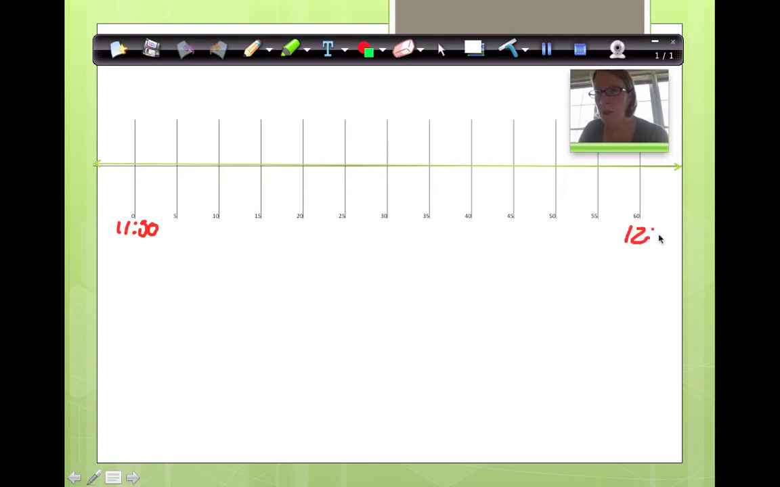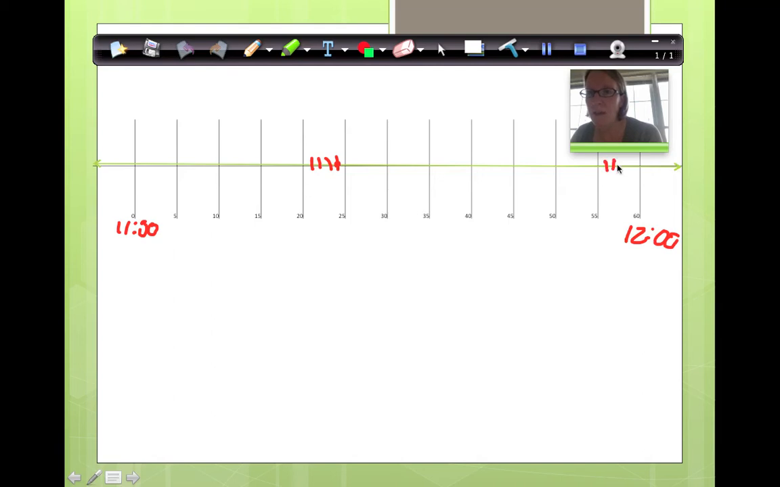Okay, so Leslie starts reading at 11:24. Now this is 11:05, 11:10, 11:15, 11:20, 11:21, 22, 23, 24. Okay, so this is when we're starting. This is when Leslie starts reading. And she finishes reading at 11:57. Okay, I'm just going to skip to the 50s. 11:50, 11:55, 11:56, 11:57. Okay, so here's where she stopped.